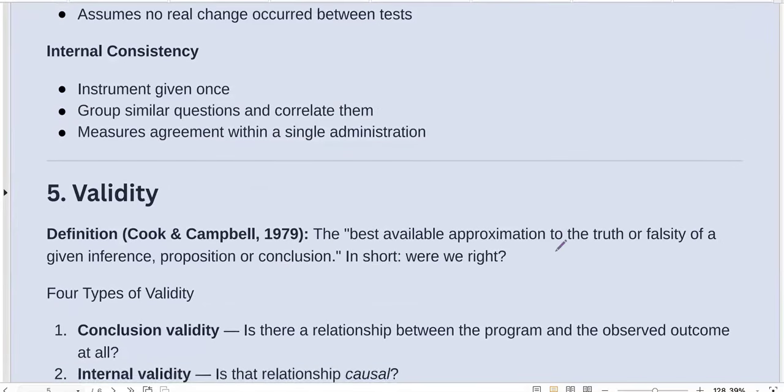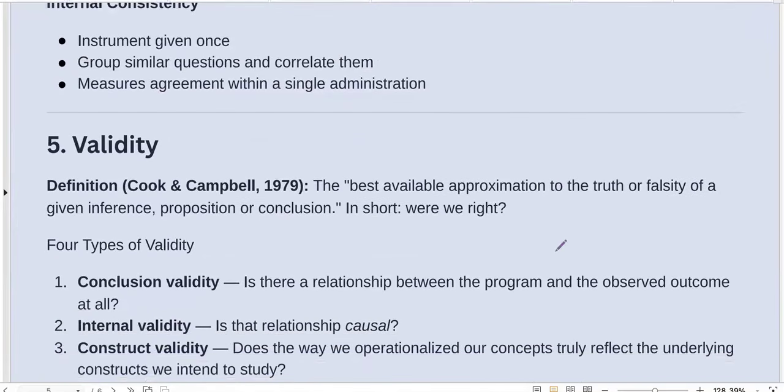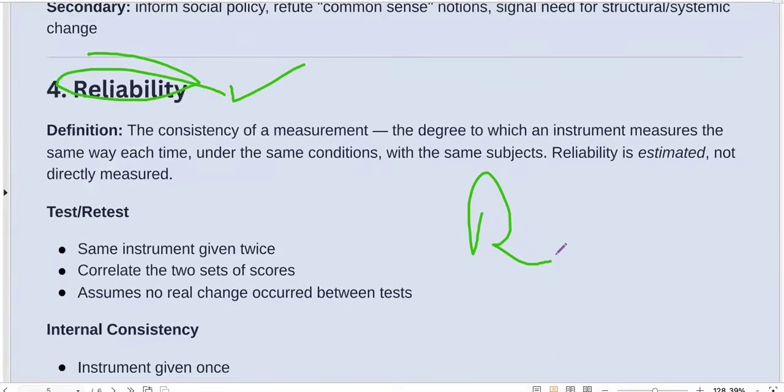There is another concept which is called validity. What is validity? That is the best available approximation to the truth or falsity of a given inference, proposition, or conclusion. In short, are we right? Are we producing the result which is right or not?